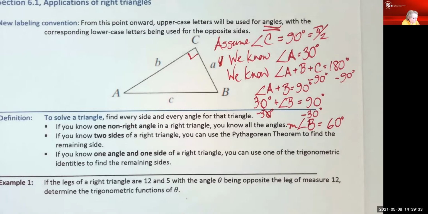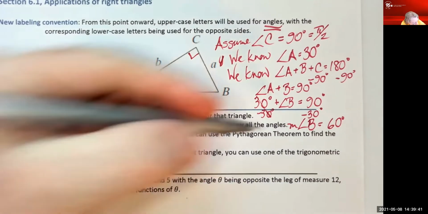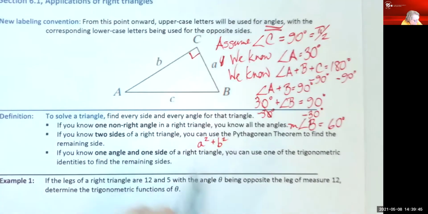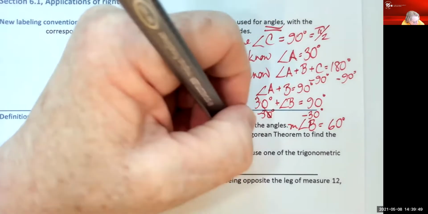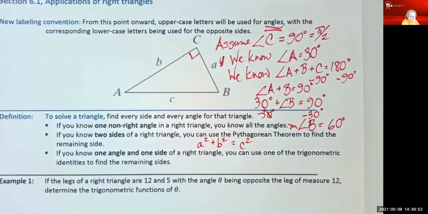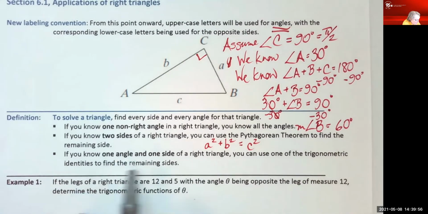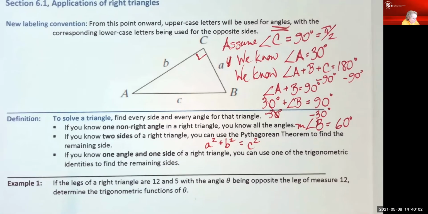If you know two of the sides of a right triangle, you can figure out the third because you know the Pythagorean theorem. You know that a squared plus b squared, the two legs, equals the square of the length of the hypotenuse. Also, if you know one angle and one side, you can use one of the trigonometric identities to find the remaining sides. So let's play with that.